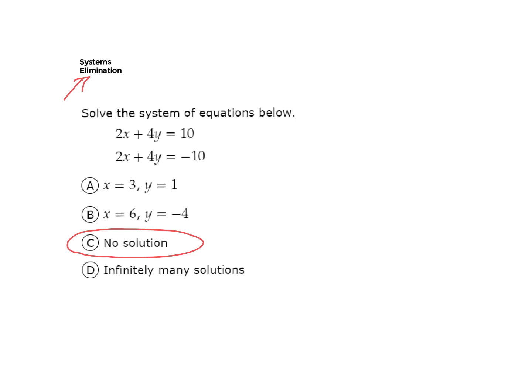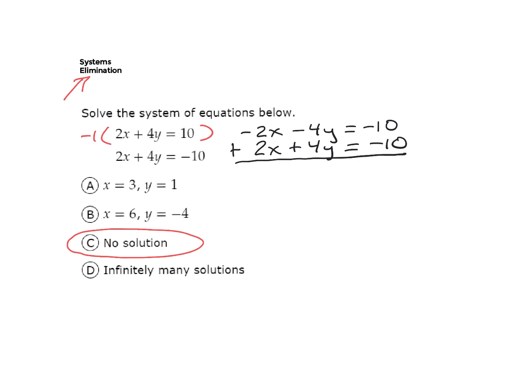However, if your brain does not see it, take the strategy of multiplying by -1, and that would give you negative 2x minus 4y equals negative 10. We're going to add that with 2x plus 4y equals negative 10. So I have changed the first equation. I will now add them, and what will happen is these will cancel out, and these will cancel out, leaving me with 0 equals negative 10 plus negative 10.